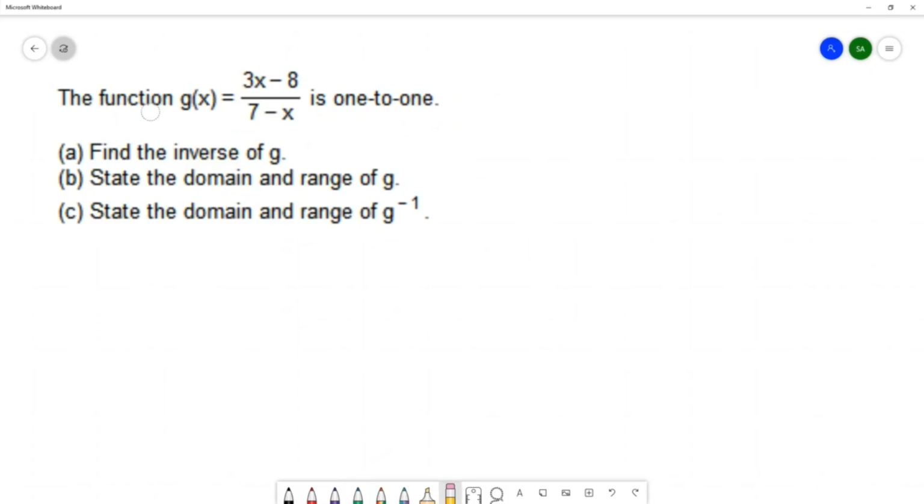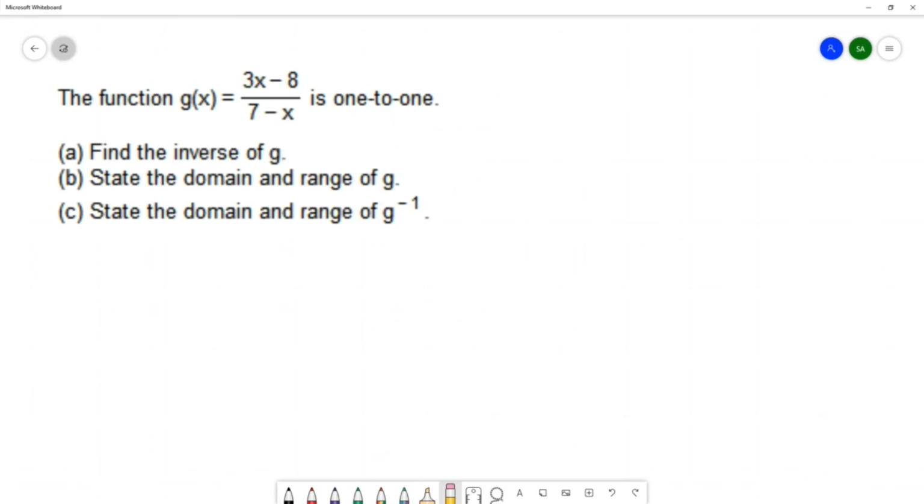The function g of x is equal to 3x minus 8 over 7 minus x, and it is a 1 to 1 function. We want to find the inverse of g, state the domain and range of g, and state the domain and range of g inverse. So let's start by finding the inverse of g.